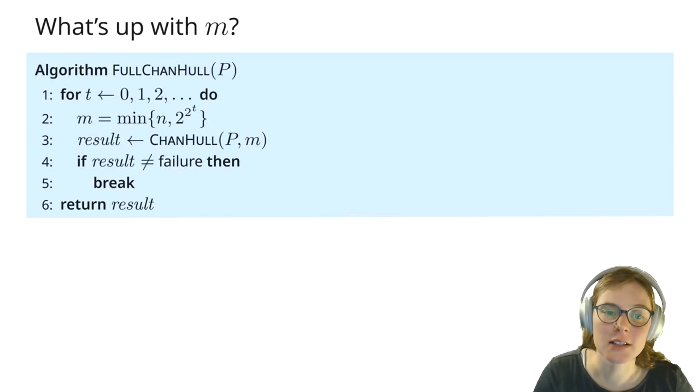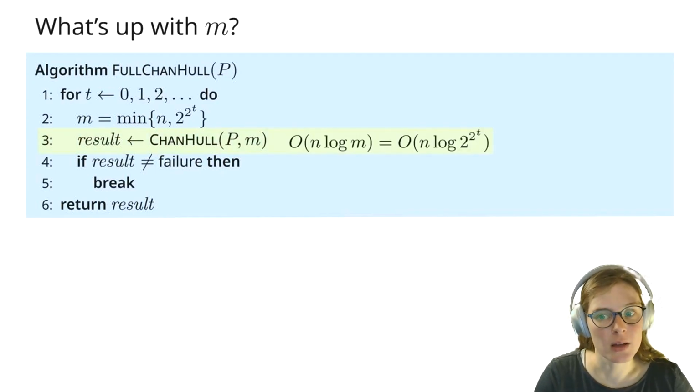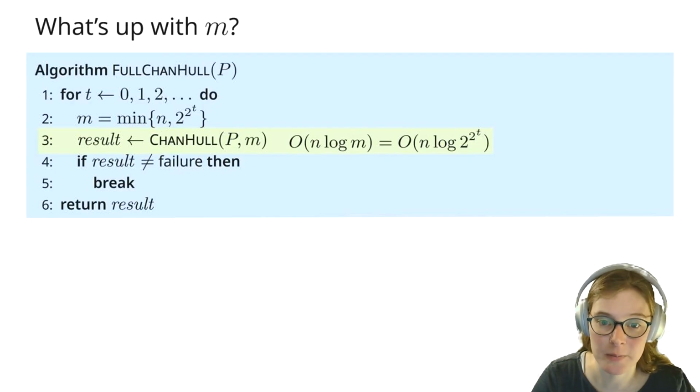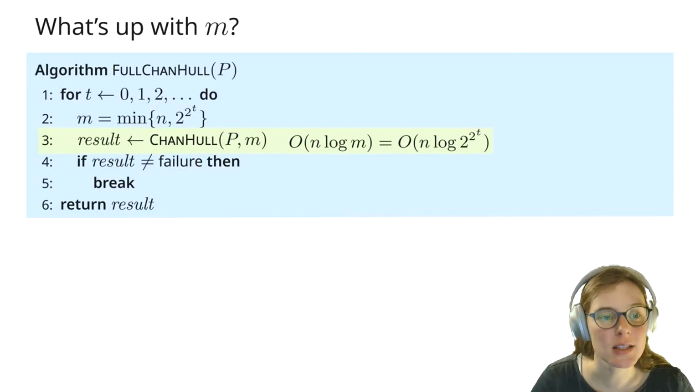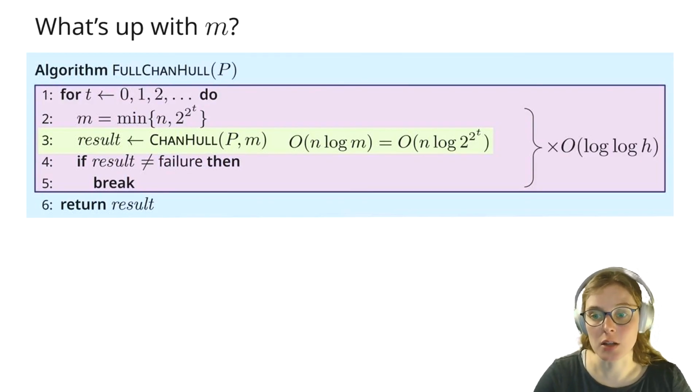So let's analyze the running time of this algorithm for this choice of m. Well, the main procedure in line 3 takes n log m time, which in our case will be big O of n log of 2 to the 2 to the t. Now, how many times will this line get executed? Well, we will terminate when we reach h. So the value of t when we break out of this loop will be log h, and thus this line will get executed big O of log h times.